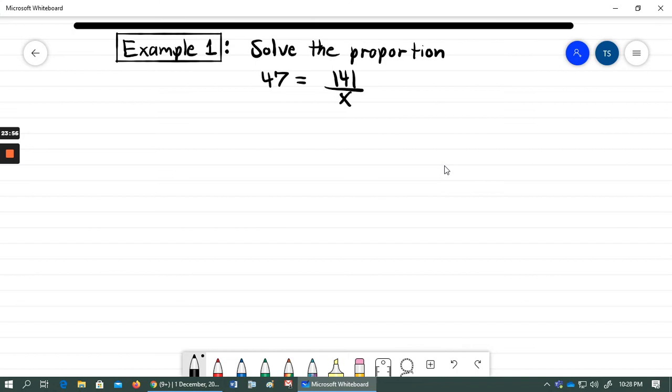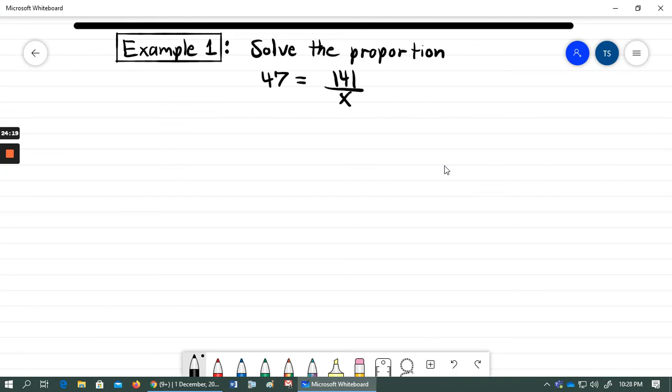Okay, so let's look at this example right here. This one says solve the proportion, and the proportion is 47 equals 141 over x. Okay, I'm sorry about that. Equals 147 over x.